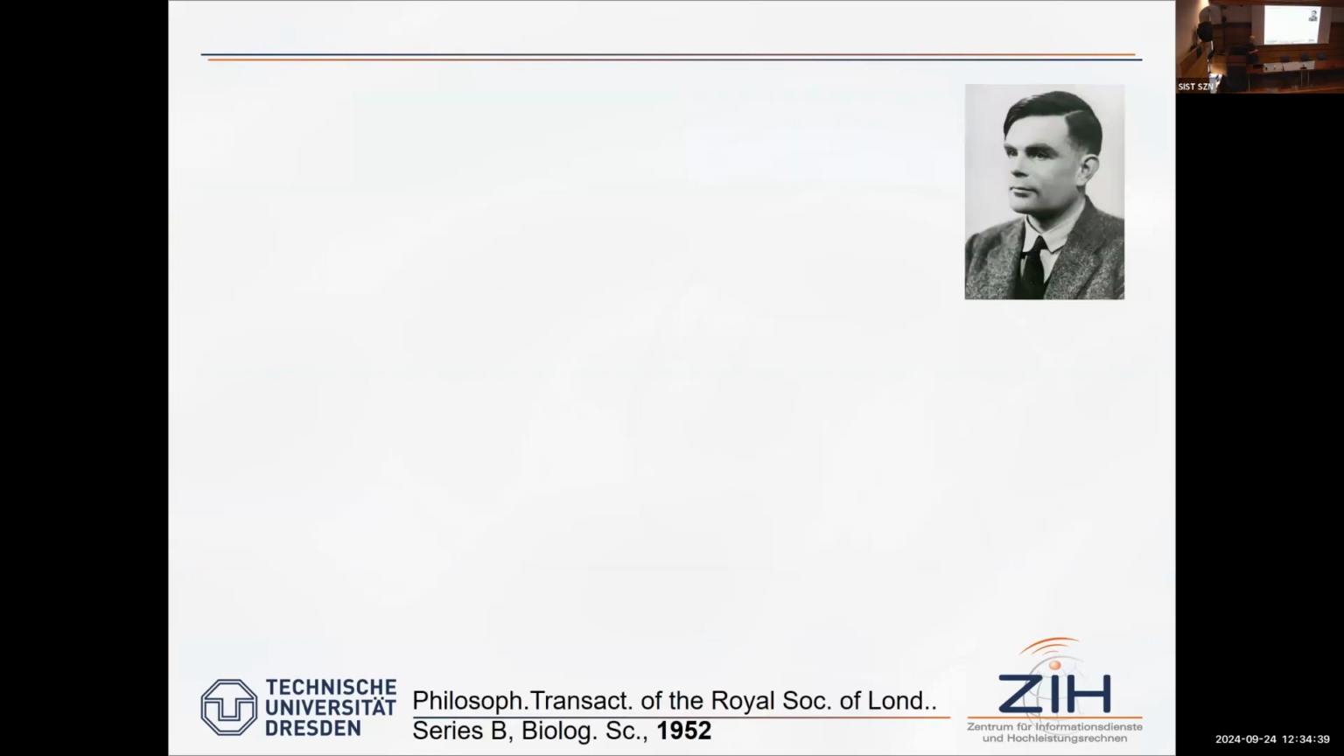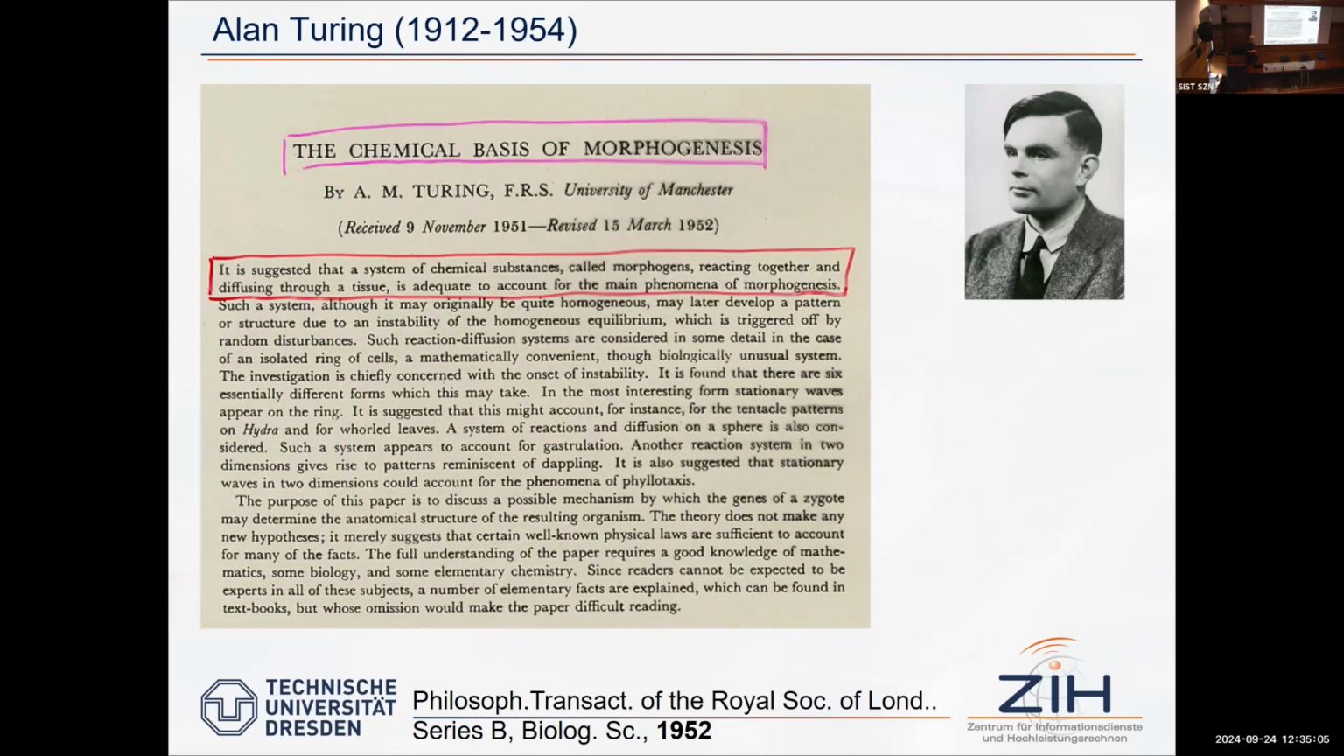Alan Turing was a mathematician, one of the most important mathematicians of the last century. He did very key work on computational problems. Unfortunately, he died already at 54. He was homosexual and committed suicide. And he contributed not only to computer science and mathematics, but to biology. And this is a key paper, 1952, The Chemical Basis of Morphogenesis.